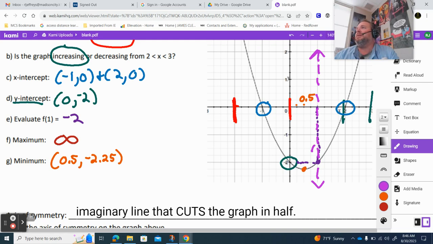So that's what it is. It's just there. We're actually going to dig more into the axis of symmetry when we start doing quadratics. This is actually a quadratic graph. It's a parabola, or some of y'all like to say a parabola. You know, tomato, tomato.